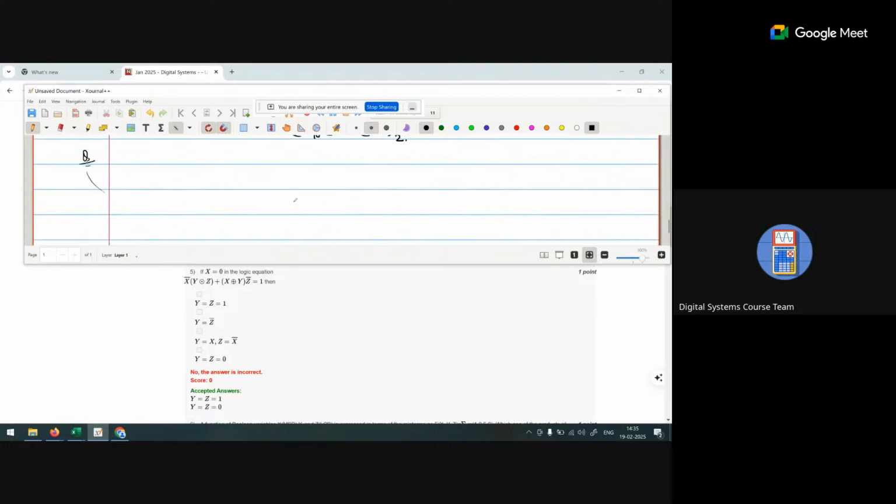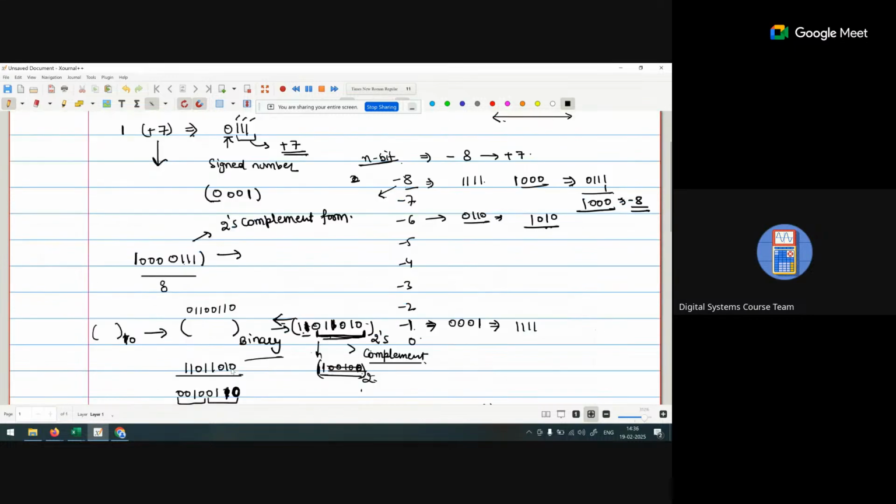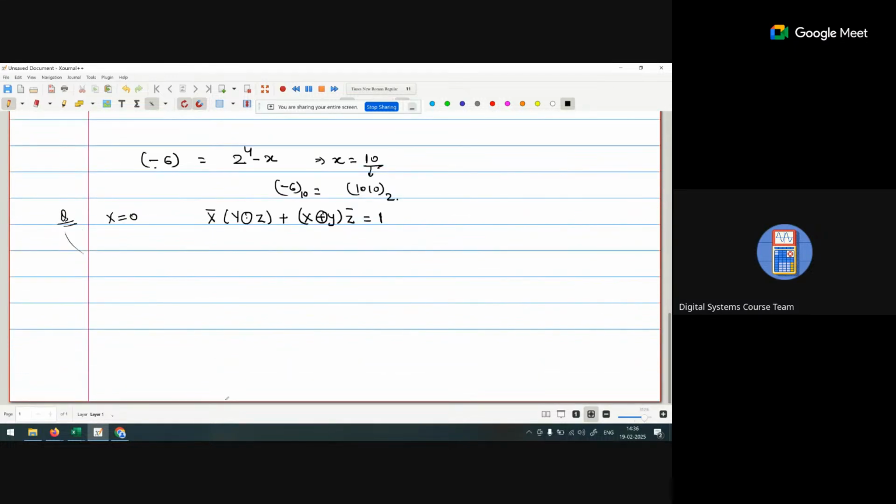With the problem, first question: x is equal to 0. So x bar y dot z plus x XOR y z bar is equal to 1. Okay, so if x is 0, then x bar is 1. So this particular term is simply yz. Clear? Now the second term is the XOR gate.